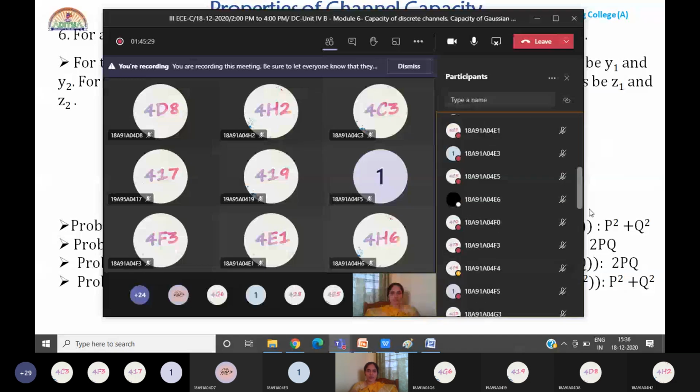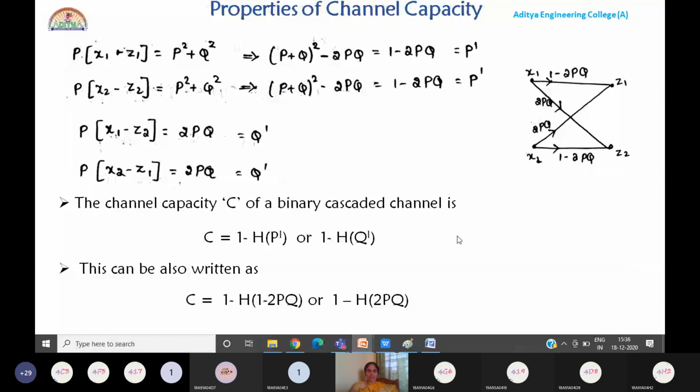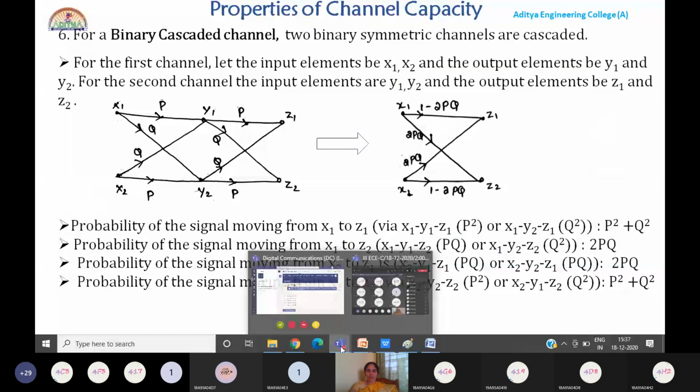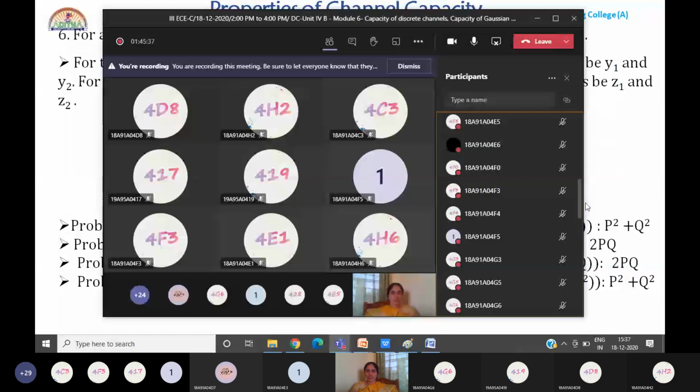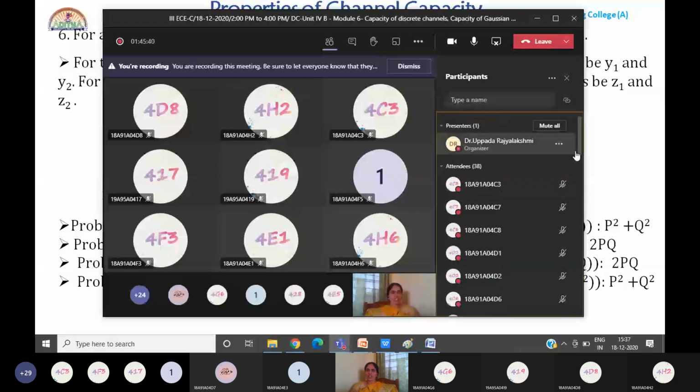Actually, the strength is very poor today. Actually, every day we have almost all 60 students, but now today only 38 students are there. Can I know the reason why the strength is very poor?